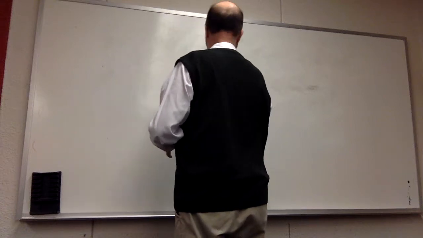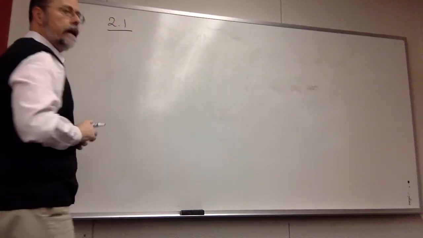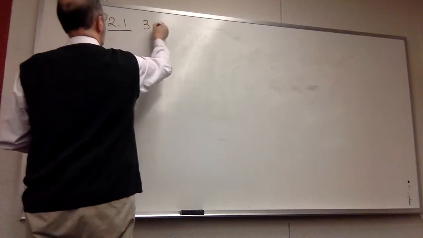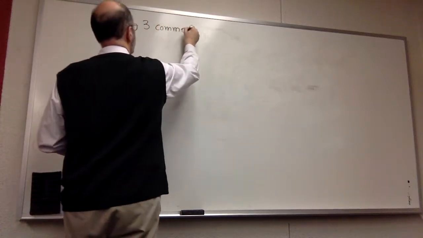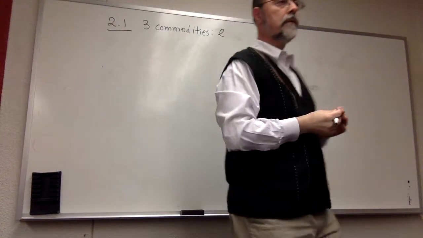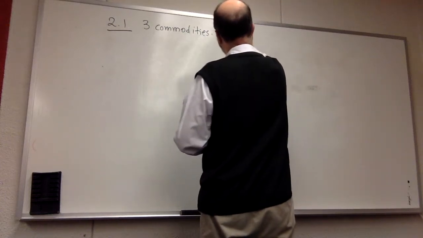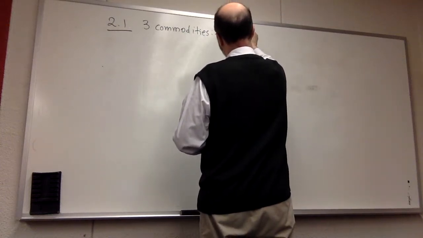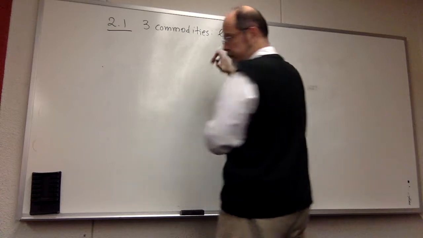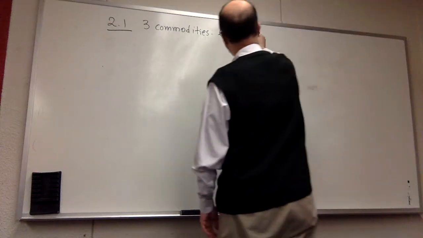So problem, let's call it 4. It's 2-1 here. So we have 3 commodities here. We have, let's see, labor or leisure, right? We have commodity X1 and commodity X2, the 2 outputs.